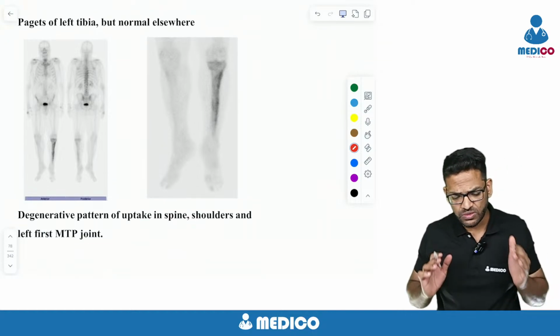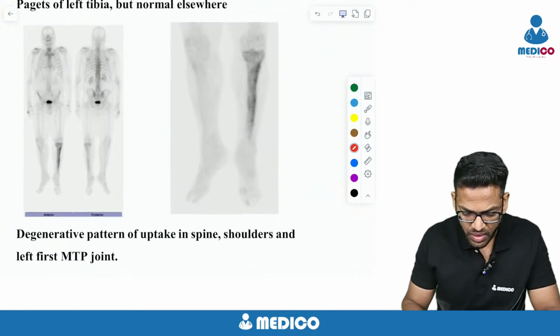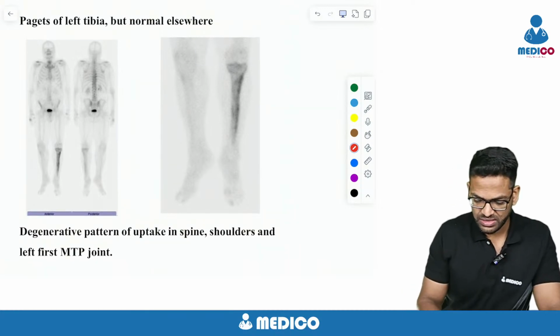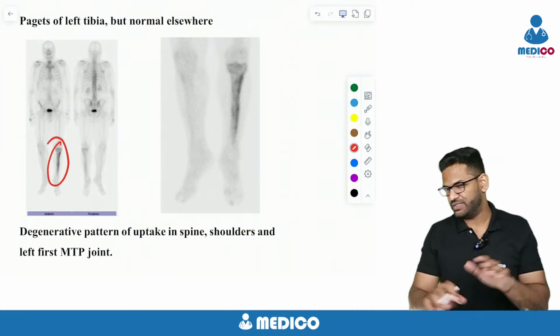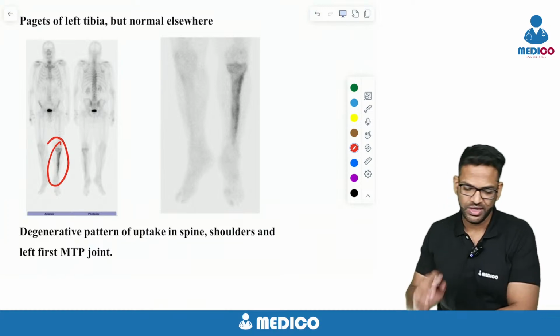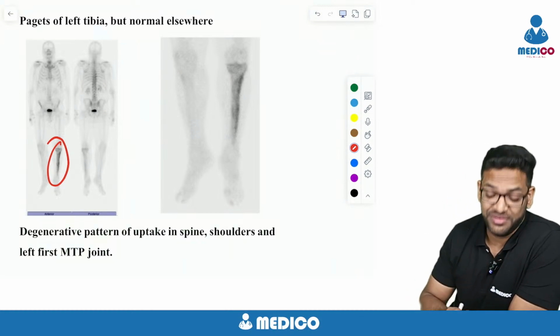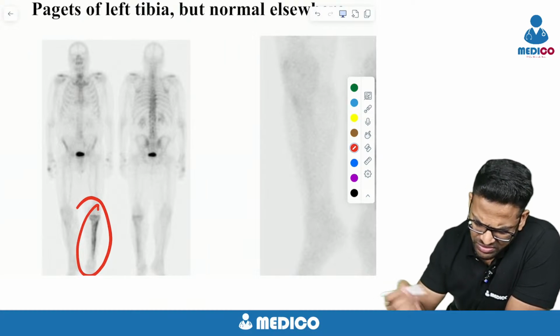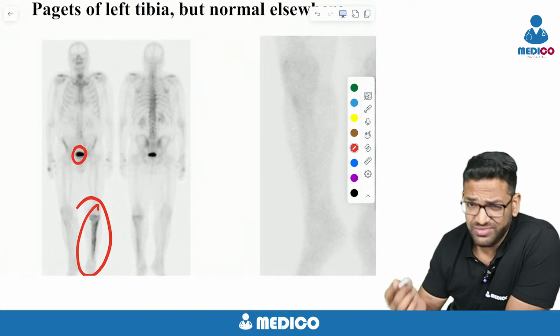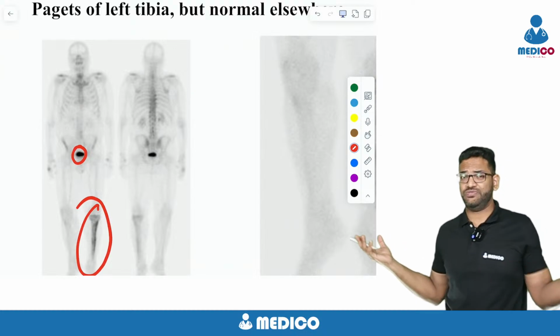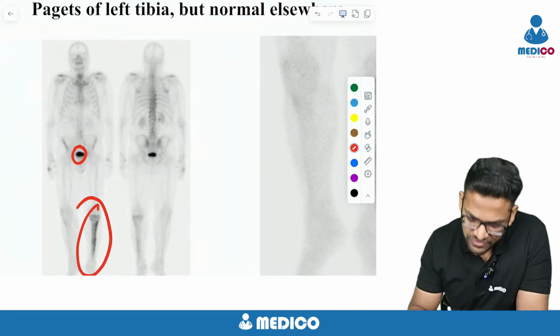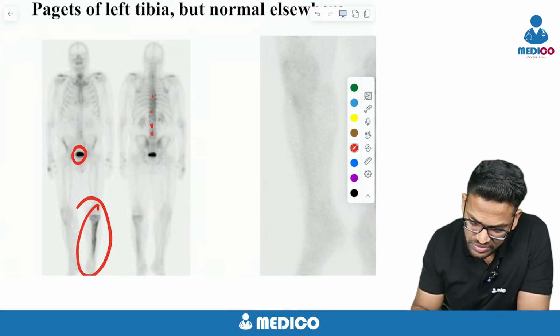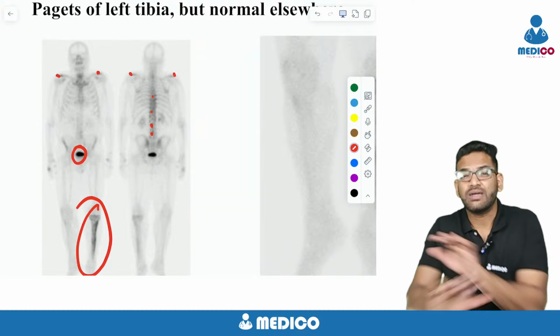Now, this is a normal bone scan, except that you should just forget about this tibia. That's Paget's. Just forget about it now. This is a normal bone scan. I'll zoom it up for you. You can see there are some areas of uptake in the bladder. Anyway, because it's excreted in the bladder, that's fine. That's normal. There are a few uptakes here, here, the shoulders. It's completely normal.